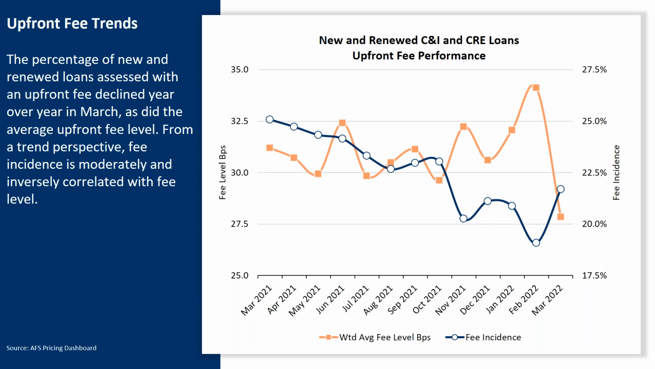This kind of mirrors what we see with spreads and new renewed volume, where when volume is more robust, oftentimes spreads are a little bit lower. So there could be kind of a supply and demand factor and dynamic here, but it's a really interesting correlation. And again, it really speaks to some of the competition that we're seeing take hold in the commercial loan space.